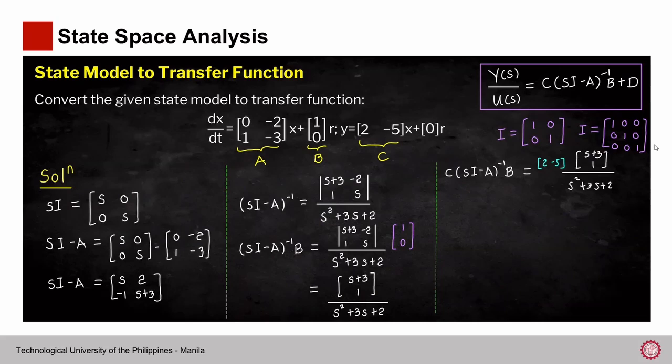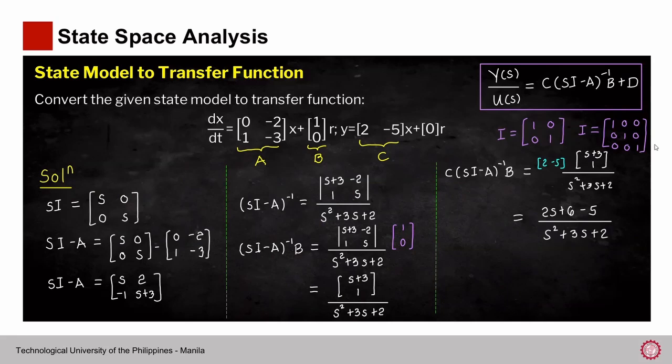It's a dot product again, guys. So what will happen? The 2, multiply it by S plus 3. So that is 2S plus 6. And then the negative 5, multiply it by 1. So that is negative 5, upon S square plus 3S plus 2.